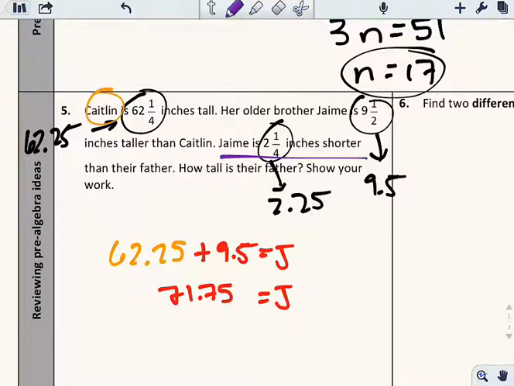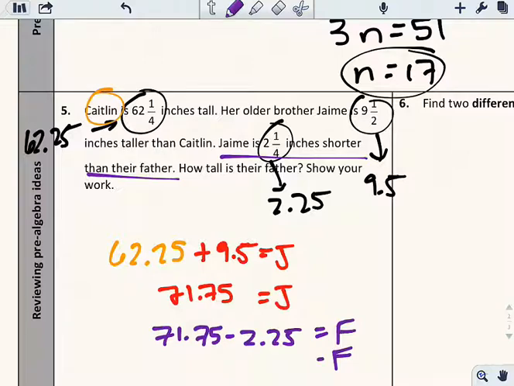Jamie is 2.25 inches shorter than her father. So if I take 71.75 and I subtract off 2.25, that should be her father's height. So I'll subtract off 2.25 and I'll end up with 69.5.